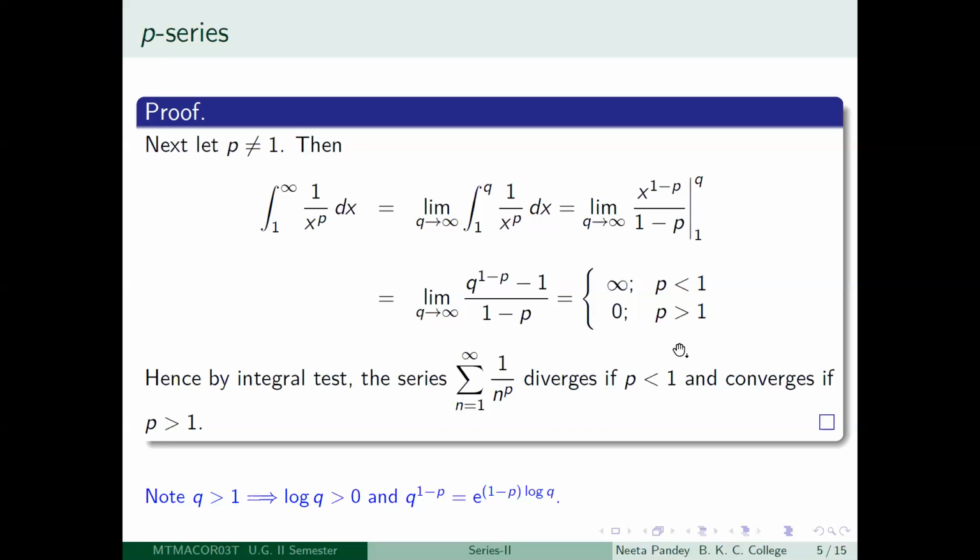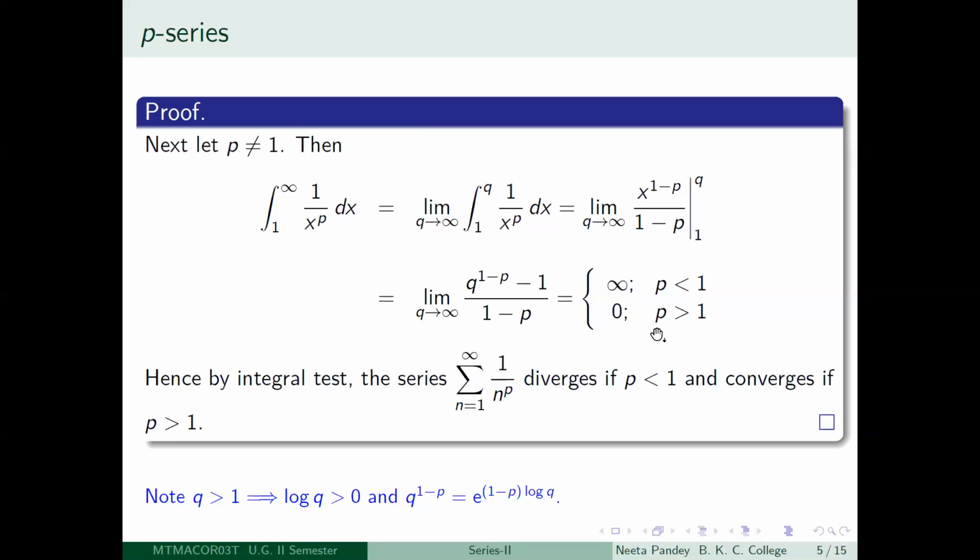So q to the power p minus 1 is tending to infinity as q tends to infinity. So its reciprocal will go to 0, right? So what do you get? This one will go to 0. So it will go to minus 1 divided by 1 minus p if p is greater than 1. This is not correct. This one is going to 0. So if you take your limit as q tending to infinity, you are left with 1 divided by p minus 1.